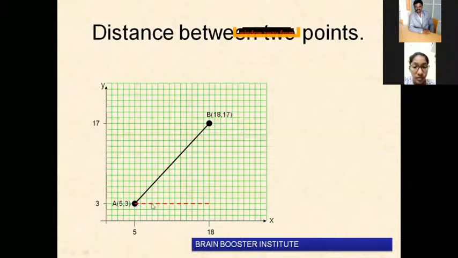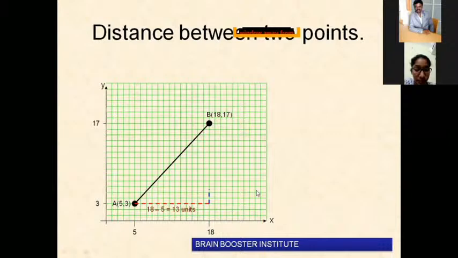So to find the length of this red line, from the whole length we need to subtract this distance. What is the distance of this? 1, 2, 3, 4, 5. 5 units are there. So 18 minus 5 is equal to how many units? 13 units. Got the point? Any doubt?